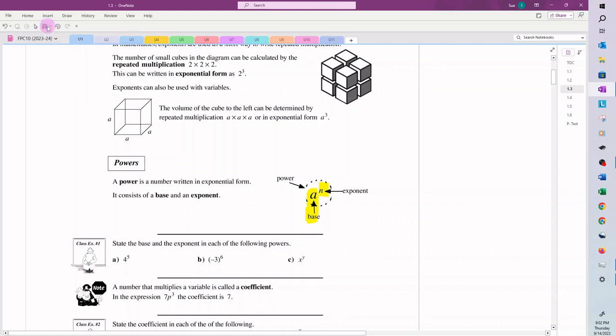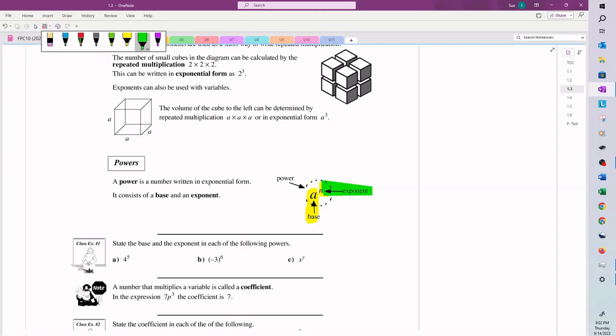Oops, I wanted to use the green color for that one. So the green is the how many times, that's the exponent. How many times are you multiplying a by itself? And the whole thing together is called the power, I'm sorry. All right, so for each of these, we're going to state the base and the exponent. So I'm going to do the exponents first.